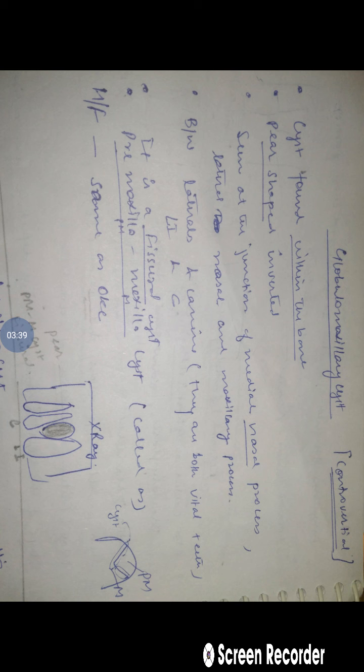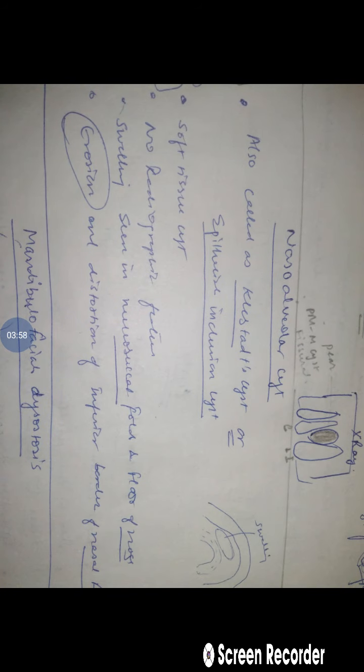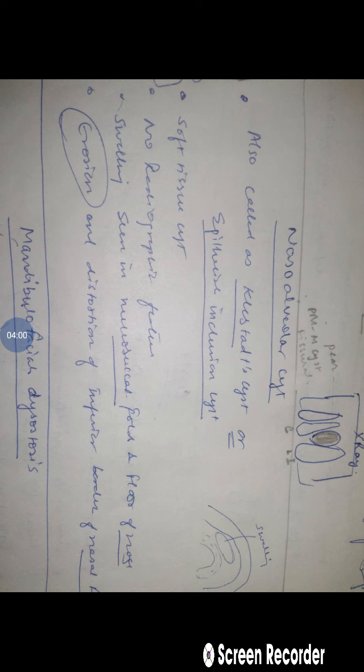Okay, so the basic information is that it is pear-shaped, inverted, found within the bone, between medial nasal, lateral nasal, and maxillary process, and between lateral incisors and canines. It is a fissural cyst, and it is called maxilla cyst. Now let's come to another cyst that is called nasoalveolar cyst.